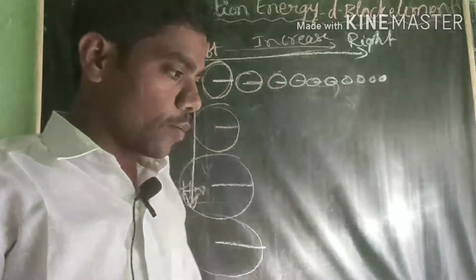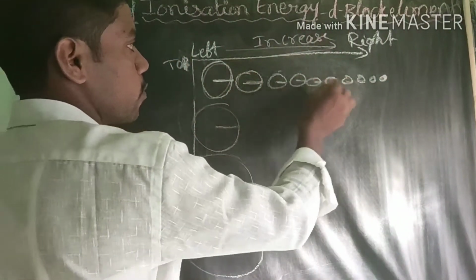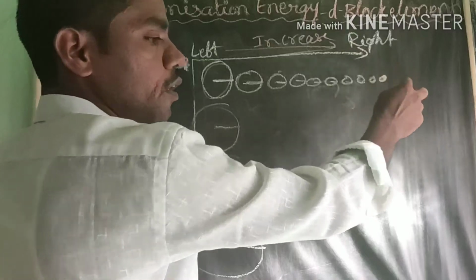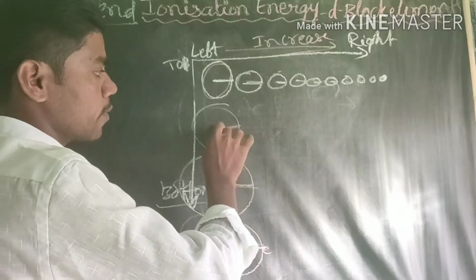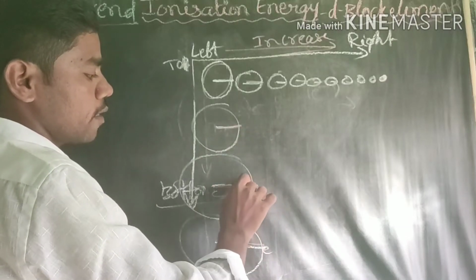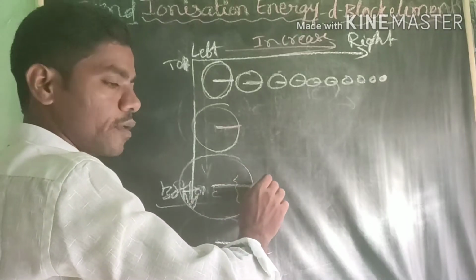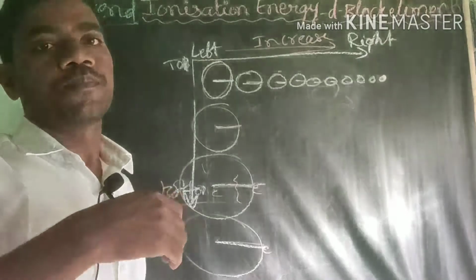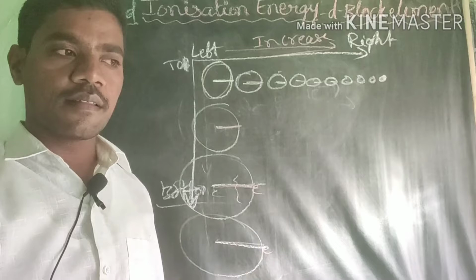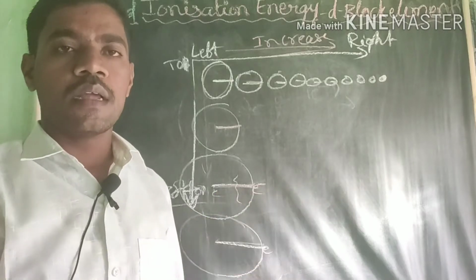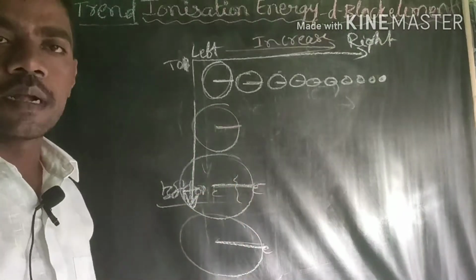Therefore, if the size of the atom decreases, the force of attraction is more, so it is very difficult to remove the outermost electron. Here the atom is very big, the force of attraction will be less, therefore the bond breaks very easily. Therefore electrons are removed easily. As the size of the atom increases, the force of attraction is less, therefore little energy is sufficient to get the valence electron. Therefore it increases left to right and decreases top to bottom.